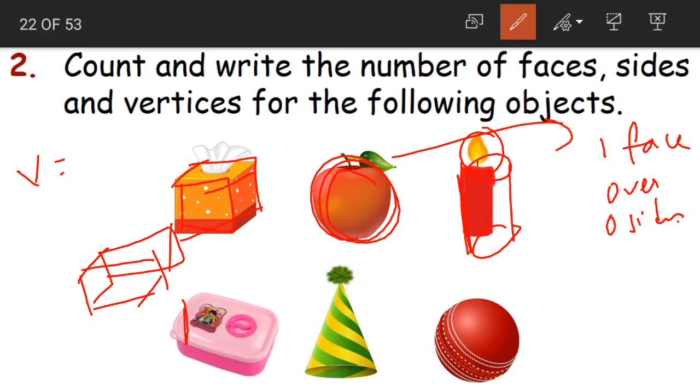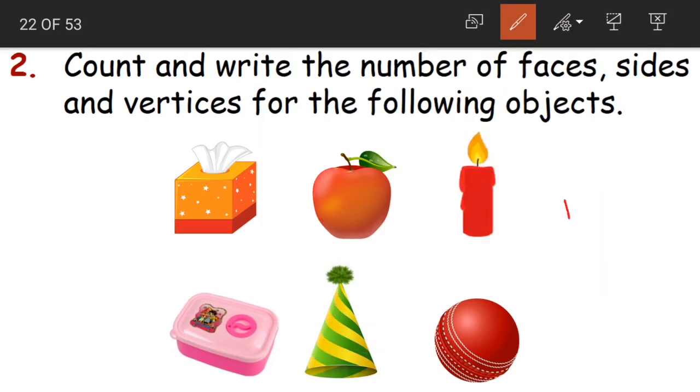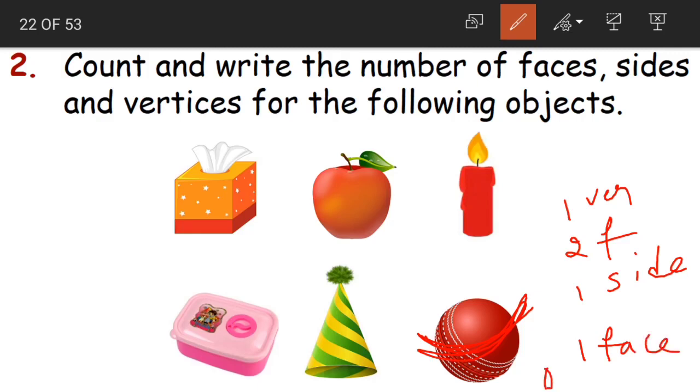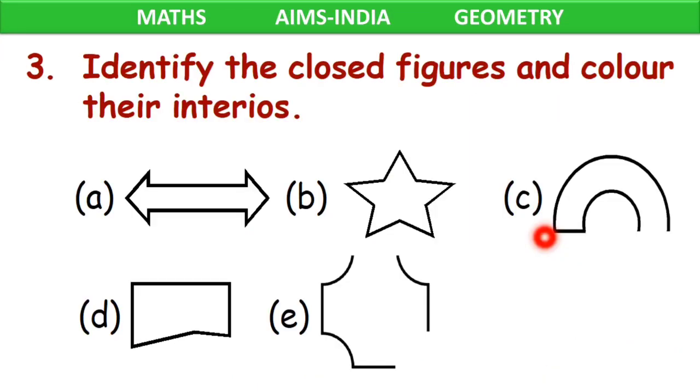Next we have a party hat that is in the shape of a cone. What does cone have, children? Cone has one vertex, it has 2 faces and 1 side. And the sixth object is a sphere. Again, it has only one face. It has 0 vertices and 0 sides.